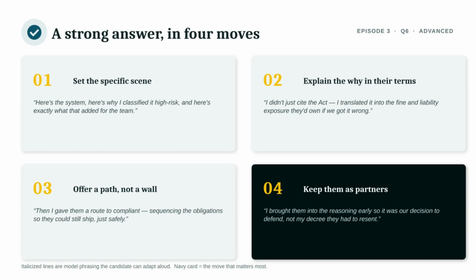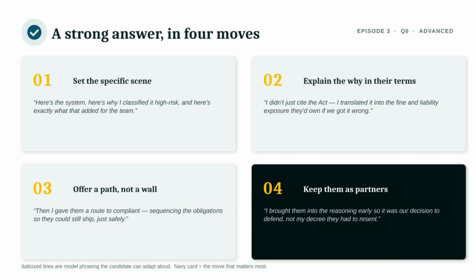I'd use a real example in STAR form, a specific system I had to classify as high risk over a team that wanted it to be exempt, with a real deadline and real frustration. Two things made it work. First, I didn't hide behind the regulation. I translated the call into their language, the fines, the liability, and the rework they'd personally own if we shipped it misclassified and a regulator disagreed. Once it was their exposure, not my rule, the conversation changed.